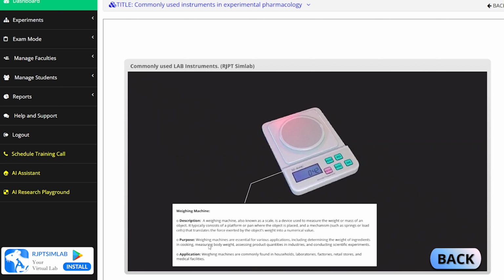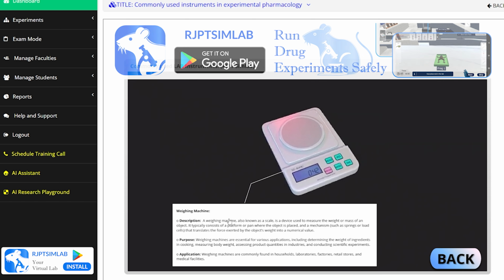The purpose of this instrument: weighing machines are essential for various applications, including determining the weight of ingredients in cooking, measuring body weight, assessing product quantities in industries, and conducting scientific experiments. This instrument is used at the laboratory level for measuring the weight of the ingredients used in pharmacological experiments and the weight of the pharmacological animals. Weighing machines are commonly found in households, laboratories, factories, retail stores, and medical facilities.